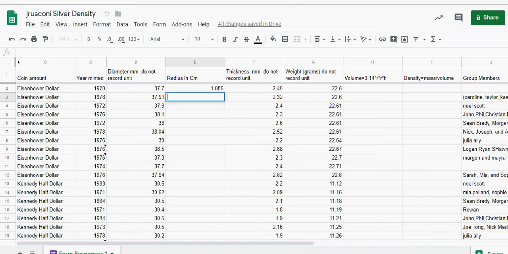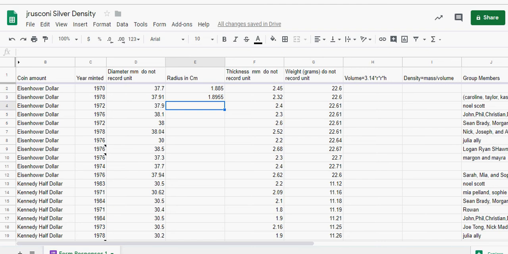Now, I can do the same thing again here. If I want to do it again, I could: equals, and then I select the cell, that's the diameter, divided by 2. Then I put this in parentheses, open parenthesis, close parenthesis, and I divide it by 10. And all I have to do is do that over and over again 100 times. That would be very boring.